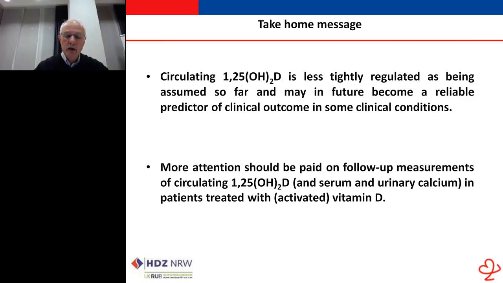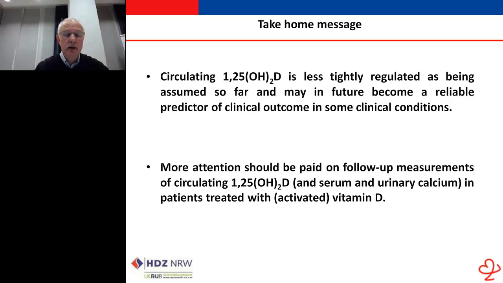So now I can come to my conclusion. Circulating 1,25-dihydroxyvitamin D is less tightly regulated than has been assumed so far, and may in future become a reliable predictor of clinical outcome in some clinical conditions. More attention should be paid to follow-up measurements of circulating 1,25-OHD in patients treated with activated vitamin D.